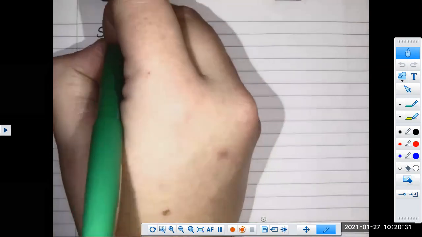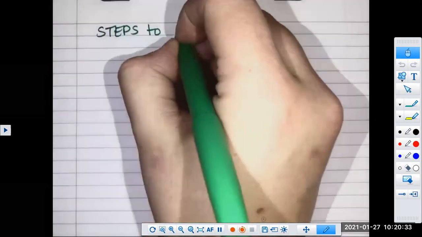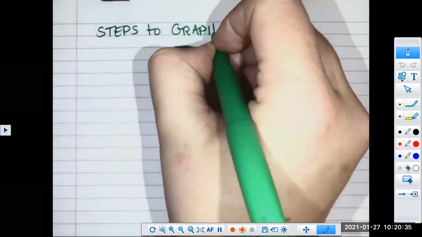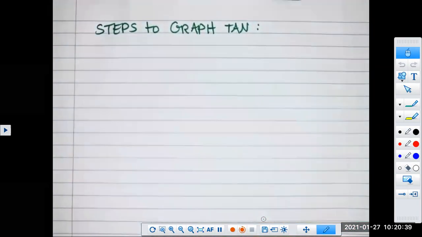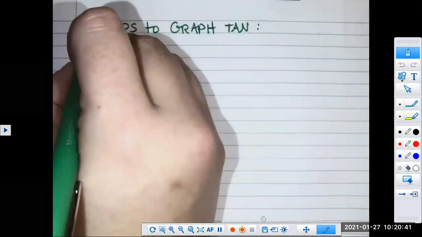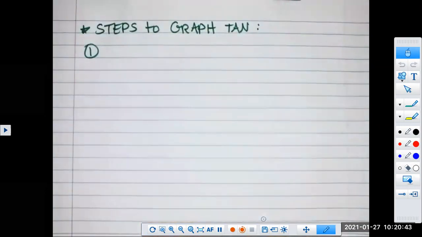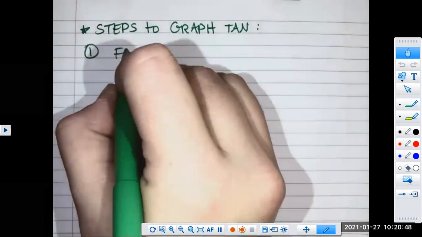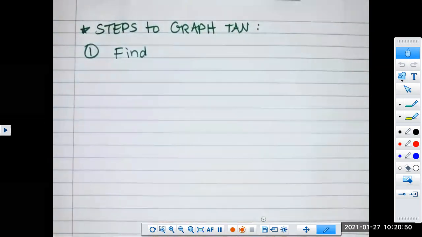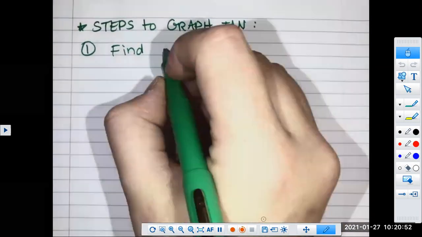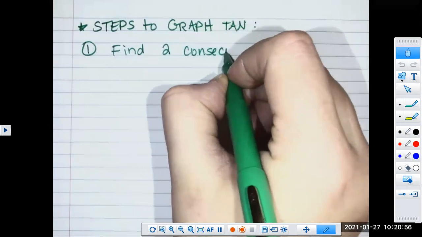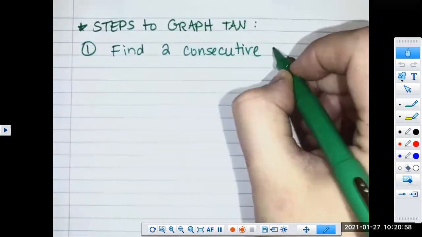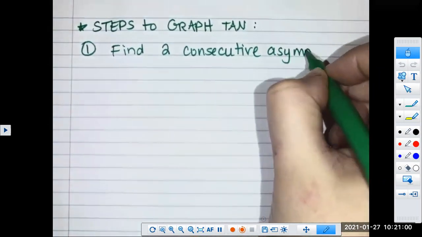Okay, here's our steps to graph tangent. Very similar, also graphing cotangent in a minute. The first thing you're going to do is set bx minus c between -pi/2 and pi/2. So you're going to first find two consecutive asymptotes that will, of course, graph one period.